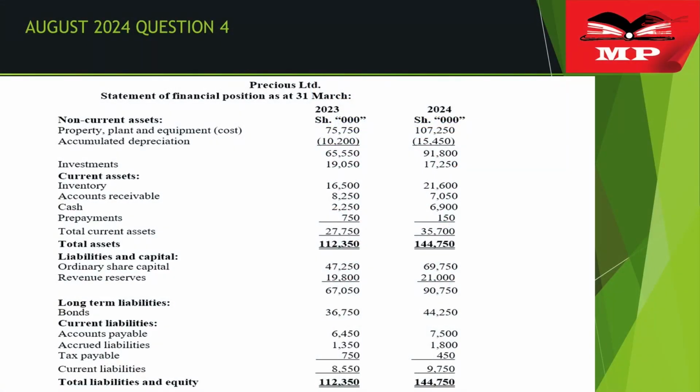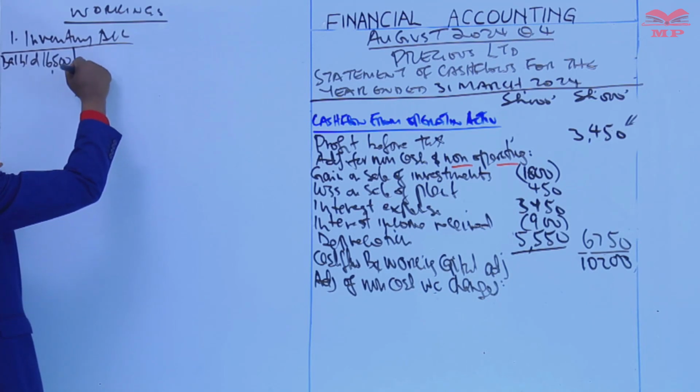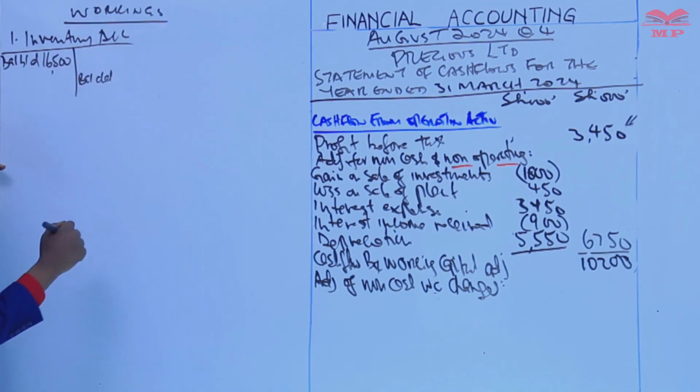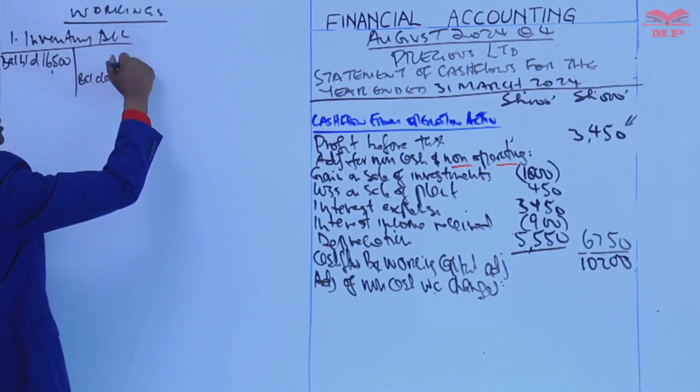Now the balance at the end is how much? The balance at the end is 21,600. So we have here at the end, balance carried down, 21,600.